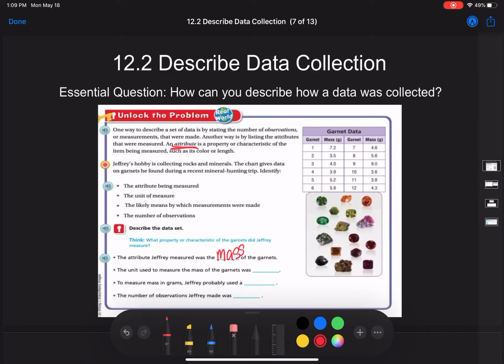Okay, so then what unit did he use? What measurement did he use? Well, he's measuring the mass, and he's doing it in grams. To measure mass in grams, Jeffrey probably used, okay, we're talking about weight here, so you're not going to use a ruler or a yardstick. You're going to use a scale of some sort. The number of observations he made is numbered for you. So 12. That's all you're doing with this lesson. It's a really simple lesson.